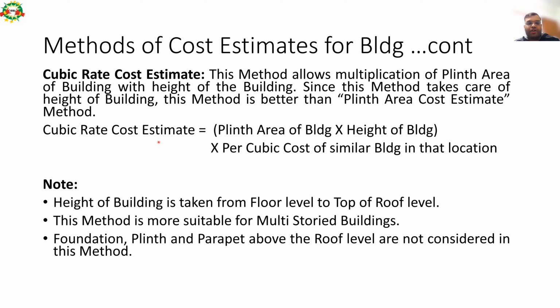Cubic rate cost estimate is equal to the plinth area of the building into the height of the building into the per cubic cost of a similar building in that area. In the second method we used only the plinth area of the building and height was not considered, but here we have also multiplied the plinth area with the height, which gives us the cubic measure, and the per cubic cost of the same material can be considered for calculating the estimate of the building.